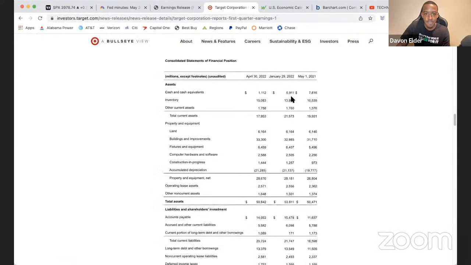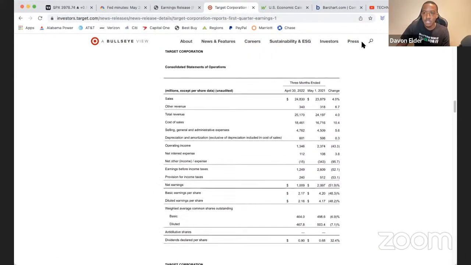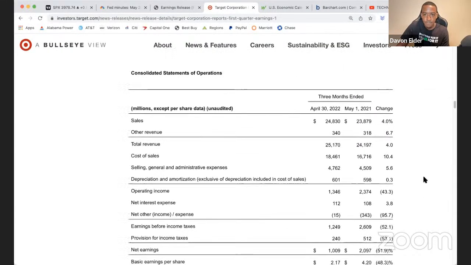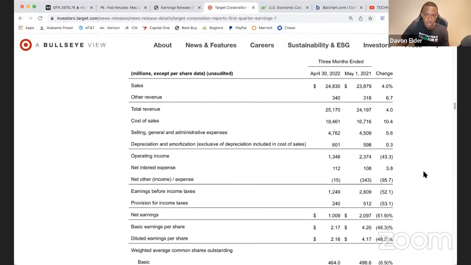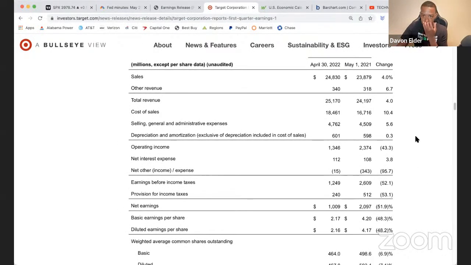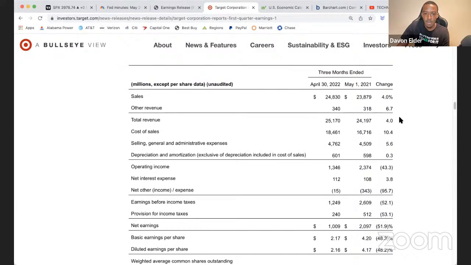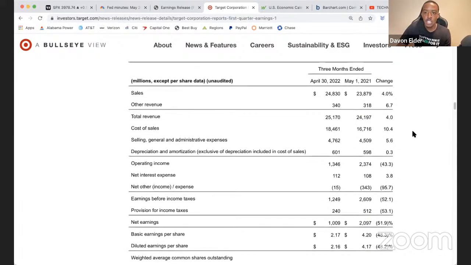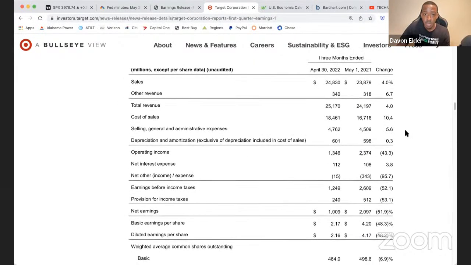Also, let's look at Target. Okay, so Target. Let's look at what they reported. Let me zoom in a little bit so we can understand what's going on here. So revenue. So Target had about 25 billion in revenue. The cost of sales was about 18.4 billion. The revenue increased by 4%, but the cost of sales increased by 10%. So the cost of sales increased double what the revenue was. And so last year, the operating income was 2.3 billion. Now the operating income is only 1.3 billion. So it's a very bad miss in this category.